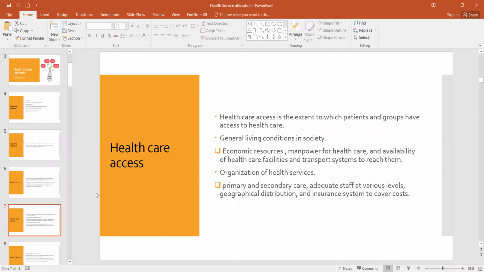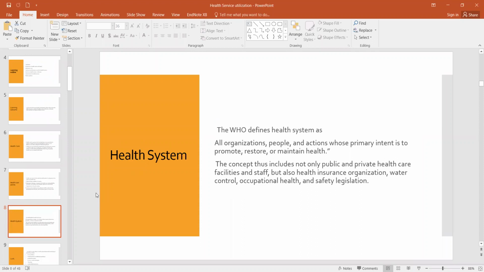Healthcare access. Healthcare access is the extent to which patients and groups have access to healthcare, like the general living condition of a society in which economic resources, manpower for healthcare, availability of healthcare facilities and transport system, and the organizations which are formed to provide the health services like primary and secondary care, adequate staff at various levels, and an insurance system to cover the cost of healthcare facilities.